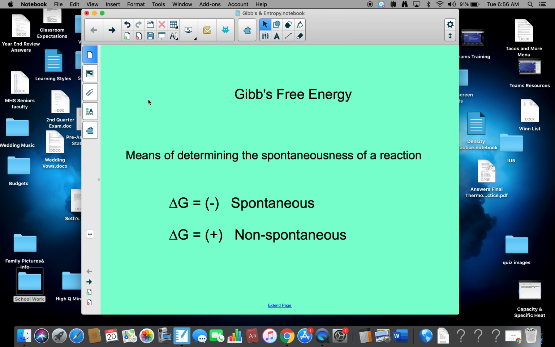Welcome again to the exciting, ever-fascinating world of chemistry. We're looking at Gibbs free energy. Gibbs free energy means determining the spontaneousness of a reaction, how much it's going to go to reaction all by itself. So if delta G is negative, we consider that spontaneous. If delta G is positive, we consider that non-spontaneous.